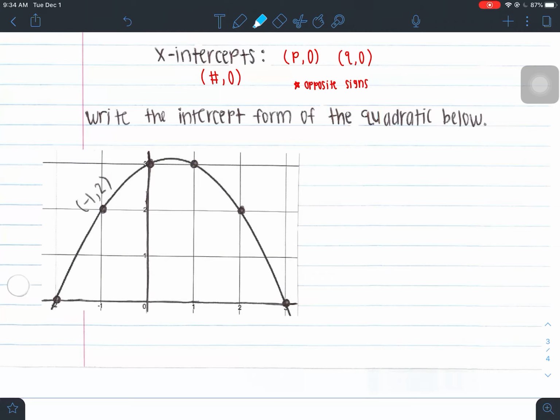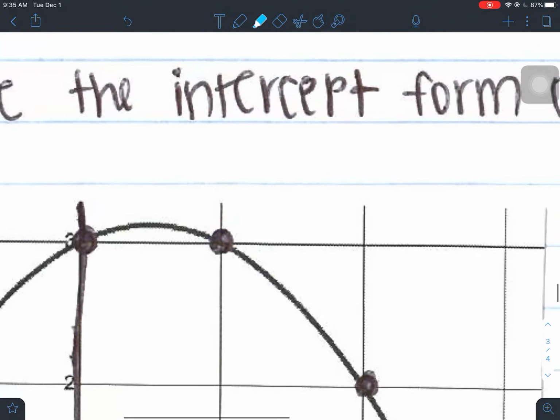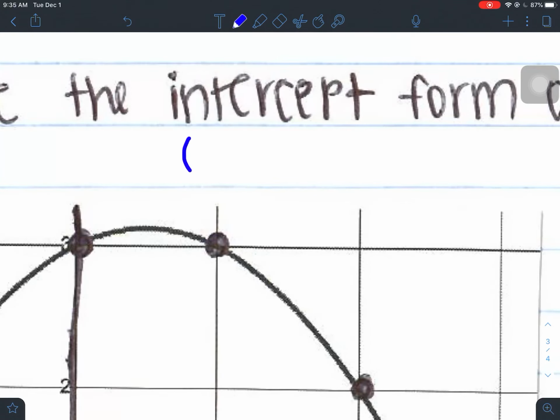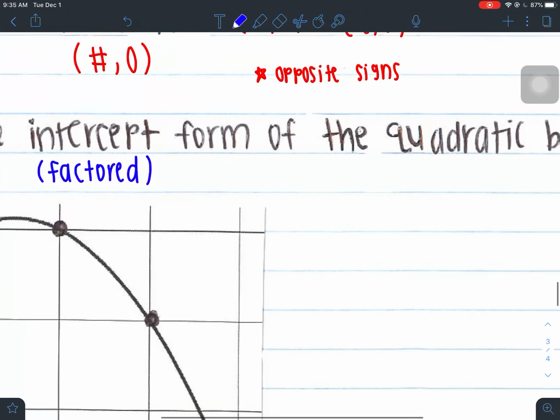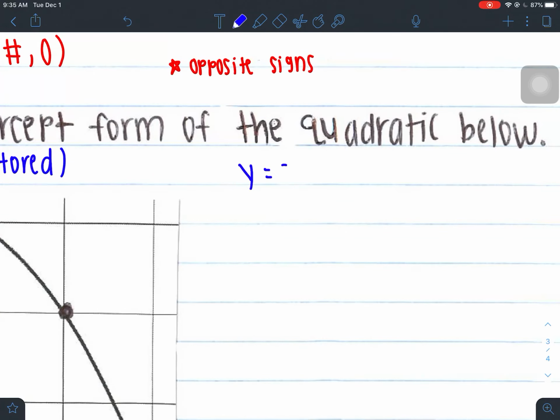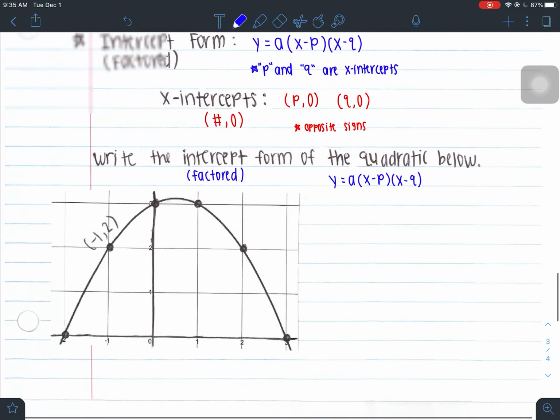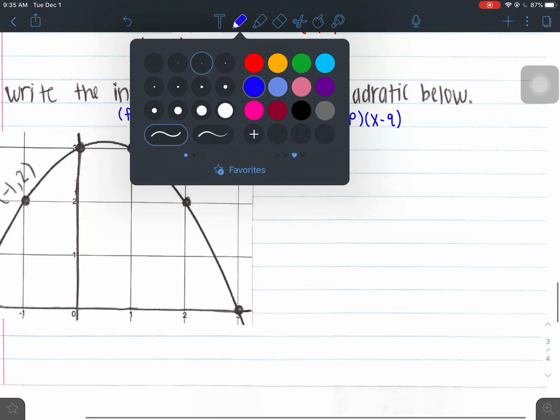All right, so now we're going to write an equation in intercept form, which is also known as factored form. Okay, those are the same thing. So again, I'm going to write down intercept form at the top here. It's going to be y equals a(x minus p)(x minus q). All right, so this is our intercept form here.